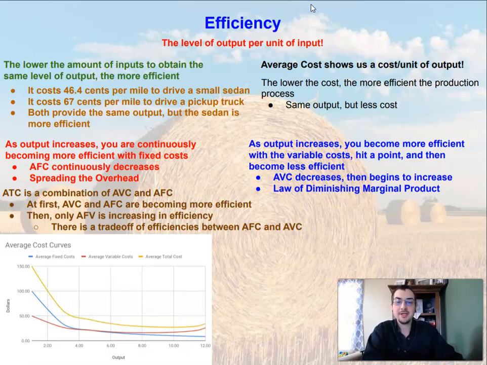So essentially, just to recap, efficiency: the less it costs us per unit of output, the more efficient we are. Average fixed cost continuously is going to increase in efficiency. Average variable cost is going to increase and then decrease in efficiency. Average total cost is going to increase but then decrease in efficiency. But after we get past this minimum point of the average variable cost curve, then we actually have a trade-off of efficiencies between average fixed and average variable, and that's what accounts for our average total cost.